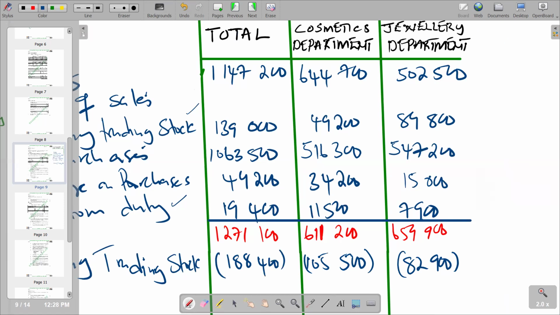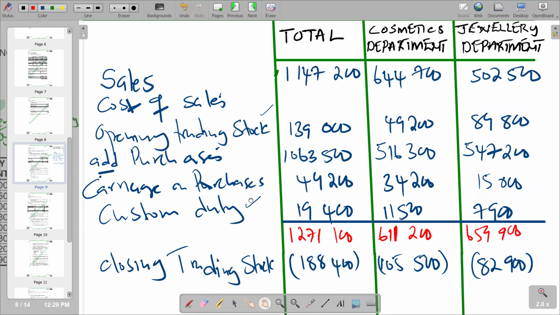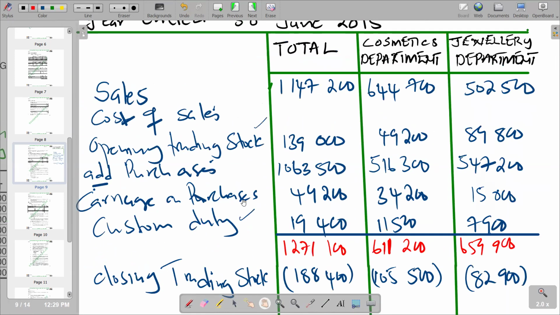So we subtract it again. So now we say 1,271,100 minus 188,400. Your difference will come here as representing the cost of sales. Remember we've got a description of cost of sales here, so it's supposed to come here. So after subtracting, you are going to get your 1,082,700.